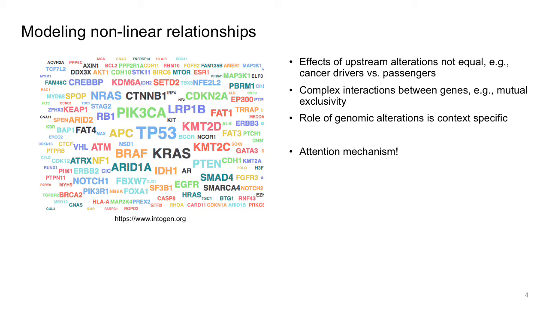The relationships between the somatic alterations and the transcription factors are not linear, meaning that the effects of upstream alterations are not equal. For example, the driver mutations are more likely to have a larger impact compared to the passenger mutations. And also there exist complex interactions between the genes, for example, mutual exclusivity. And finally, the role of genomic alterations is also context specific, depending on the biological environment. In order to model these nonlinear relationships, we introduce the attention mechanism.